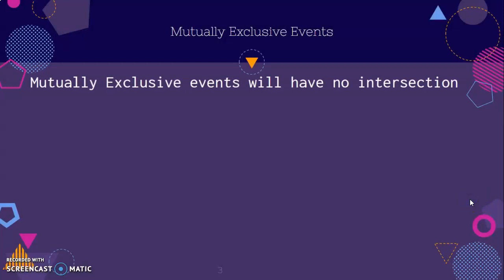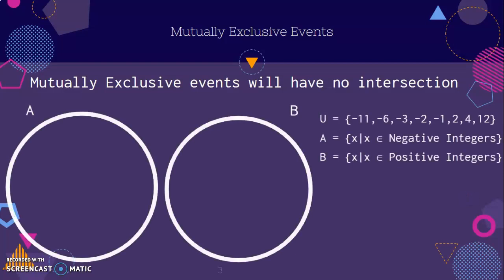They will have no intersection, and so the Venn diagrams for mutually exclusive events can be like two circles that do not intersect, do not overlap. And so here I've created a universal set that we've seen before, and now my two sets are A and B. A is the negative integers and B is the positive integers. Now if 0 were in here, yes, there may be some overlap, but for this example, I don't have anything that is neither negative nor positive. So can't be both. And so in this case, I'm just going to have non-overlapping circles.